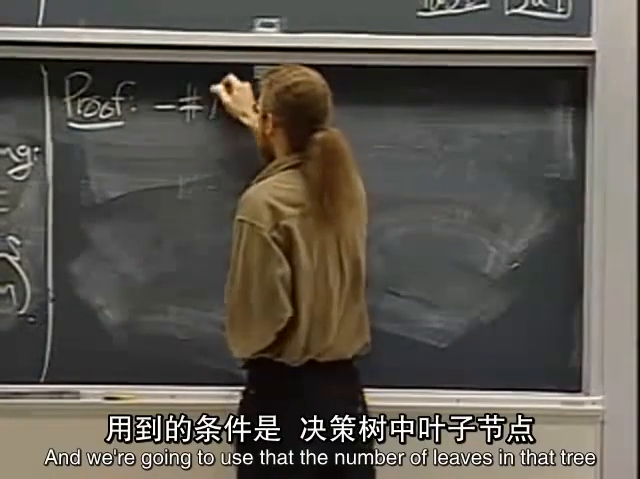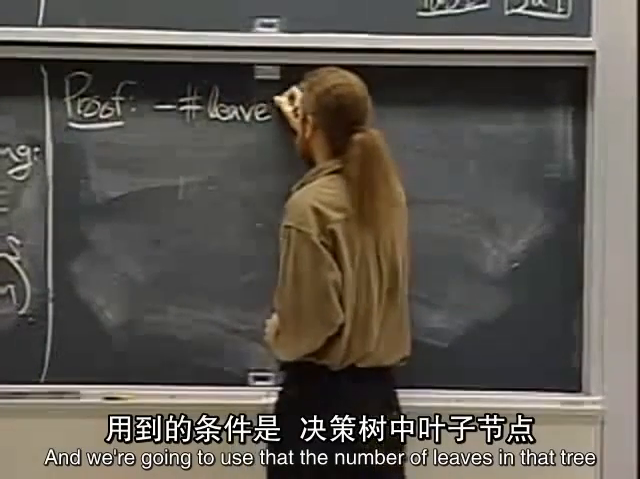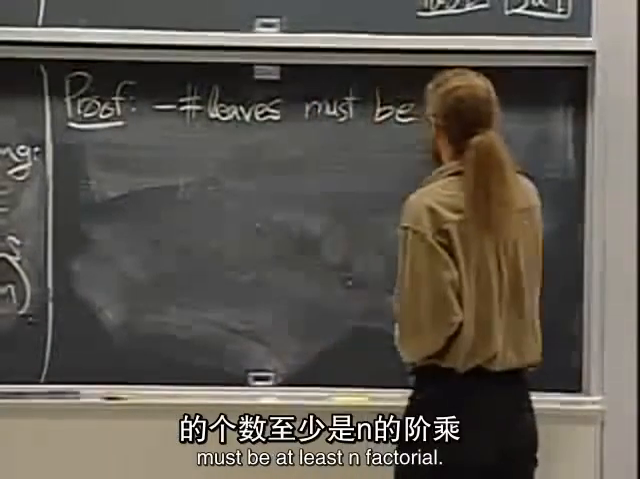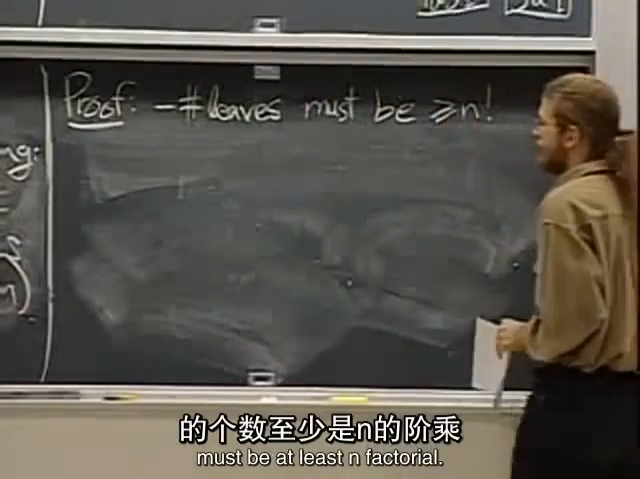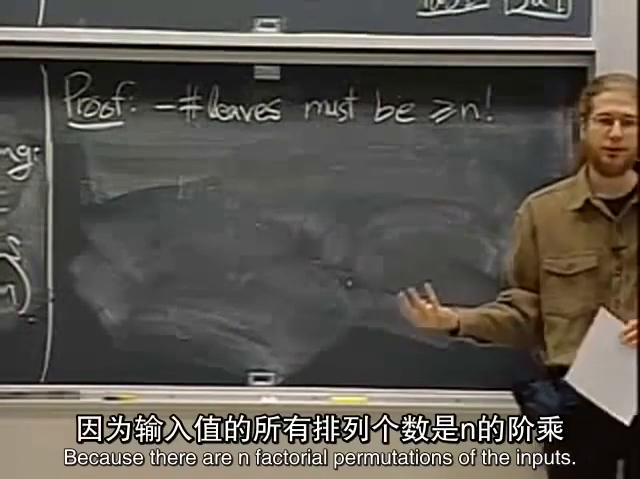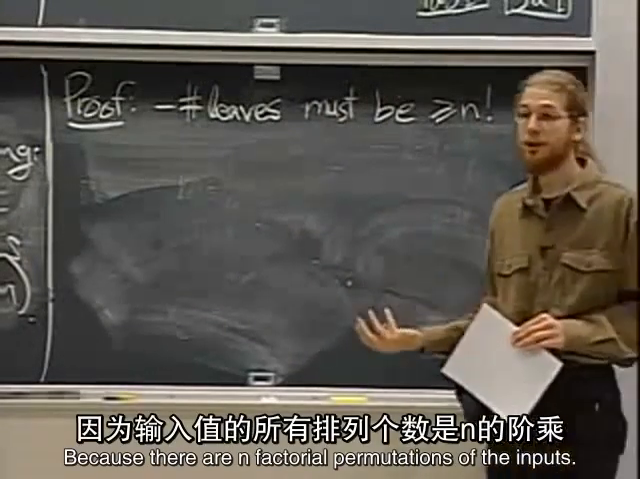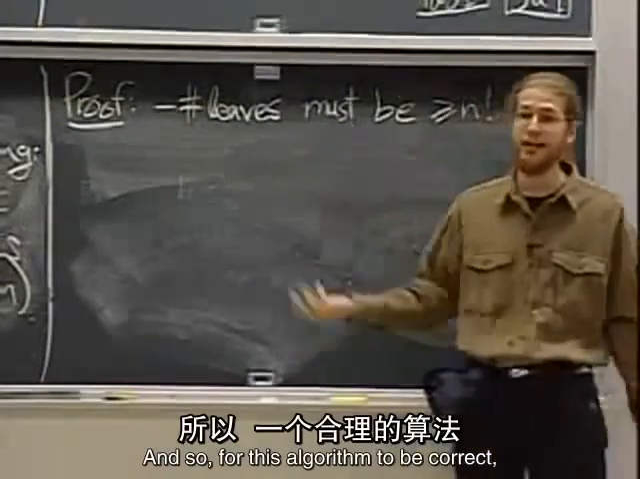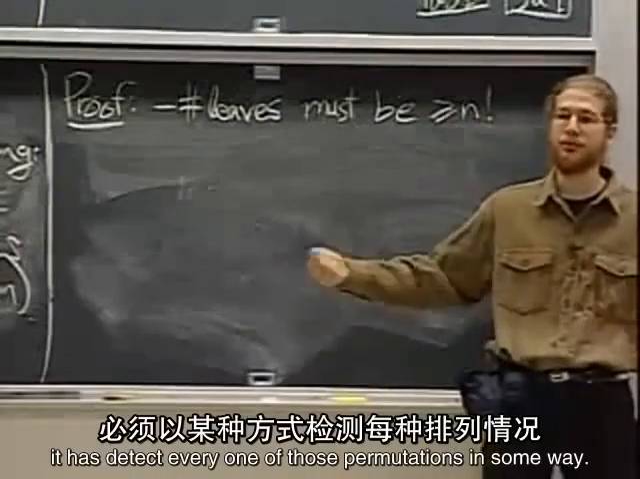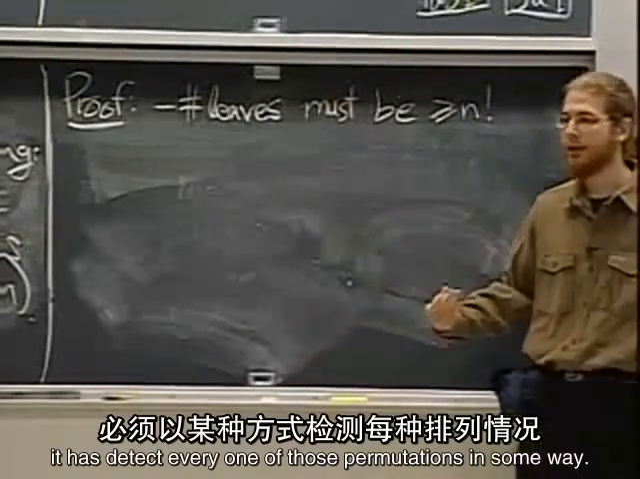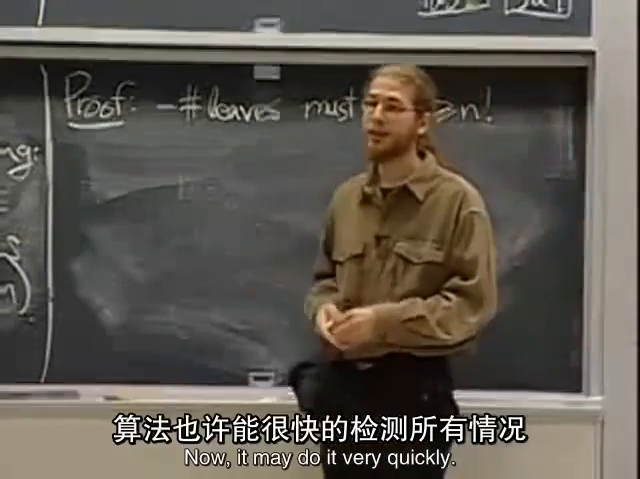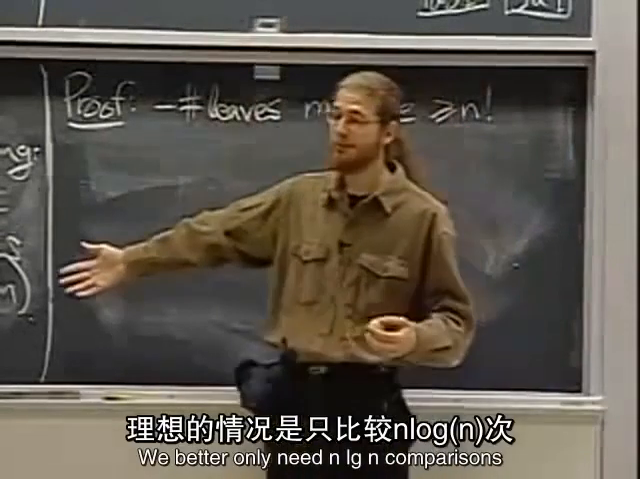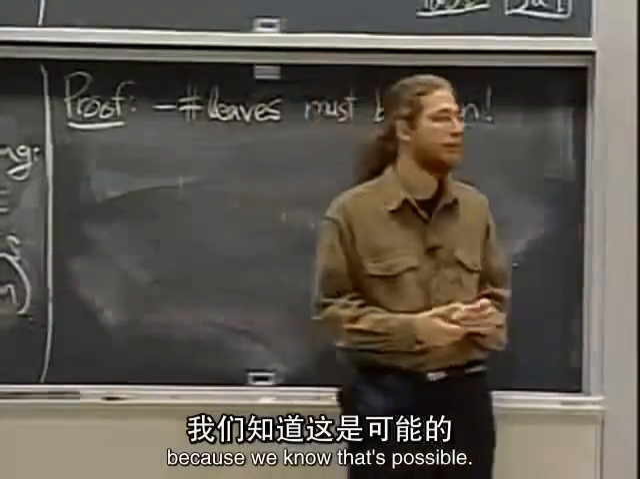And we're going to use that the number of leaves in that tree must be at least n factorial, because there are n factorial permutations of the input. All of them could happen. And so for this algorithm to be correct, it has to detect every one of those permutations in some way. Now, it may do it very quickly. We better only need n log n comparisons, because we know that's possible.